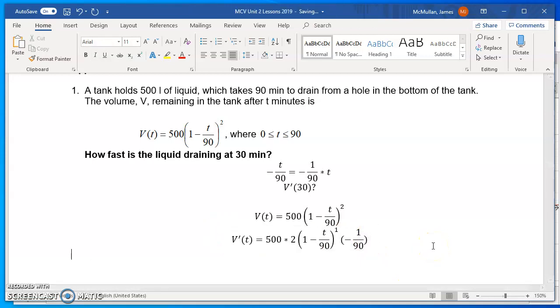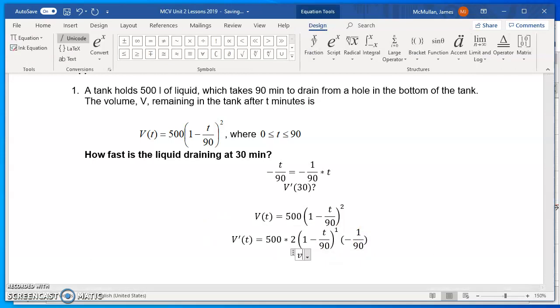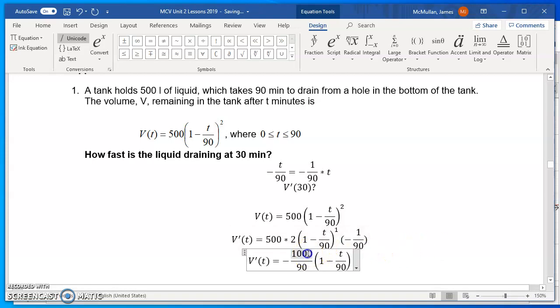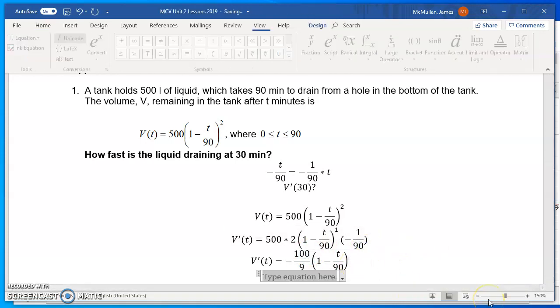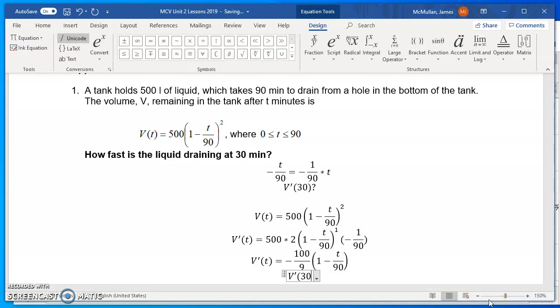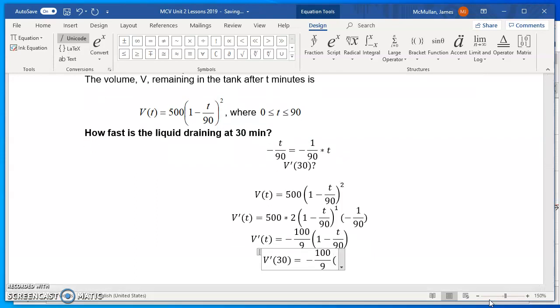Let's take a second to make it a little bit more friendly, but you don't really need to do this. You could just sub it in now. So we get negative 1,000 over 90 times 1 minus t over 90, right? And even this can be cleaned up a little bit. We could change 1,000 over 90 to 100 over 9. And now we have an equation where we just need to plug in 30, which would give us negative 100 over 9 times 1 minus 30 over 90.